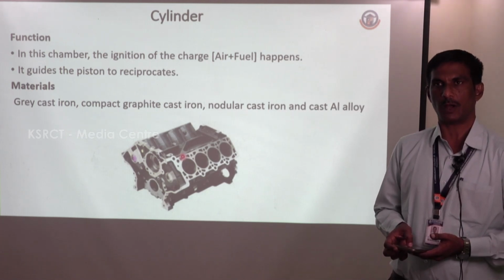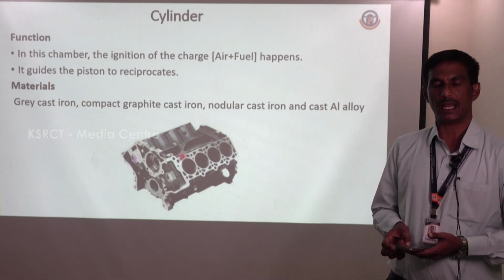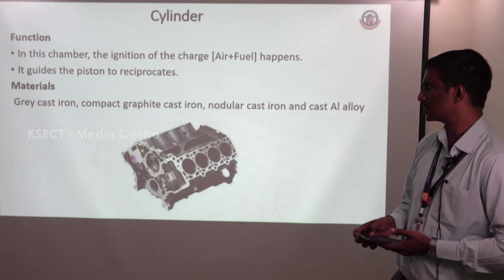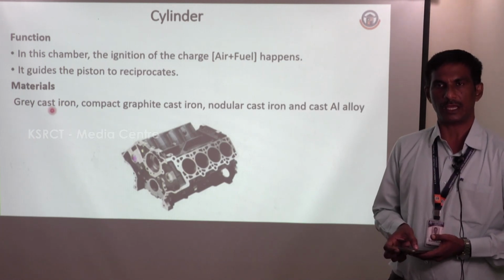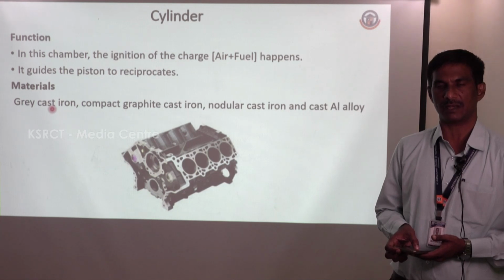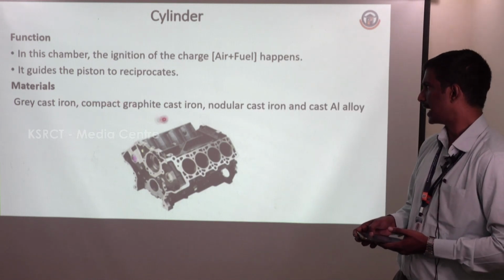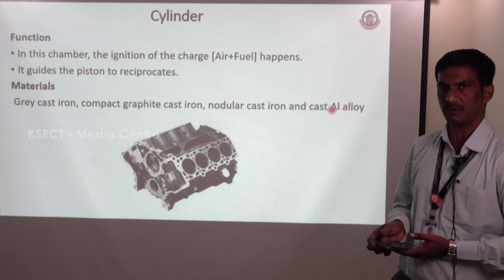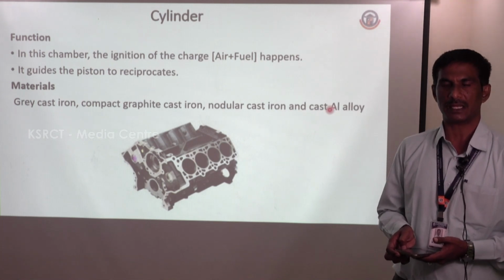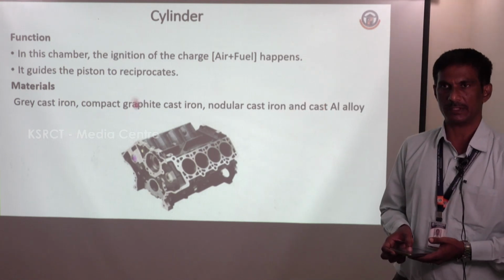So a material with that much mechanical property has to be utilized to make that component. Normally what we are using there is called grey cast iron. Based upon the type of load withstood by the cylinder block and its heat withstanding capacity, there are different materials we are using. Here I have listed some of the materials: grey cast iron, compact graphite cast iron, nodular cast iron, and cast aluminium alloy. Aluminium is a lighter material and also has very good thermal conductivity, but its strength is lower compared with the cast irons.